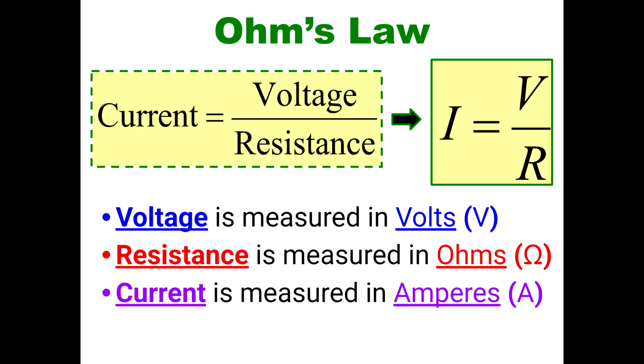Finally, electrical current is measured in units called amperes. Ampere was also the last name of a scientist who contributed to our understanding of electricity, and so a unit was named after him as well. Amperes can be shortened to just the letter A.